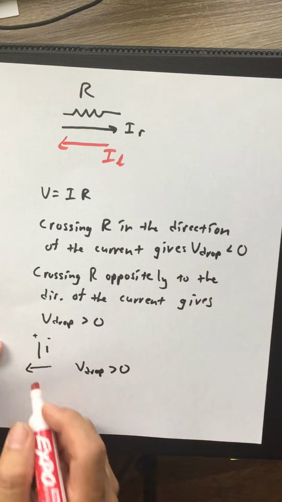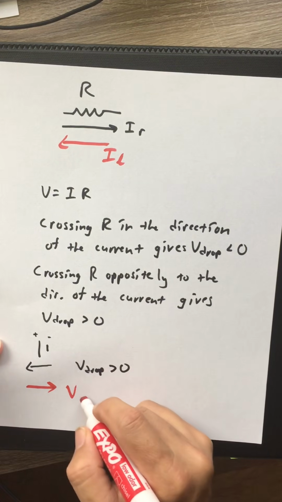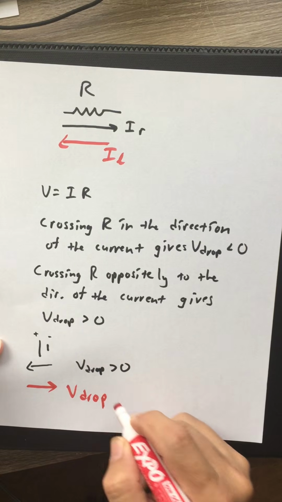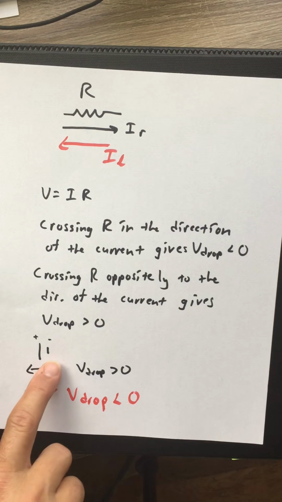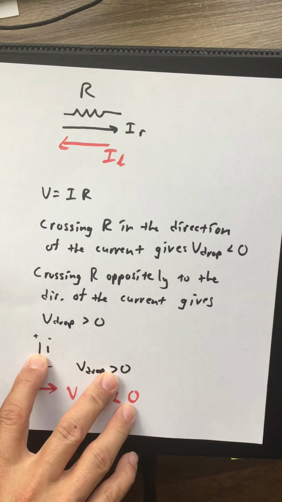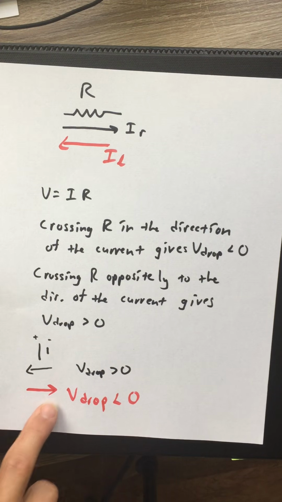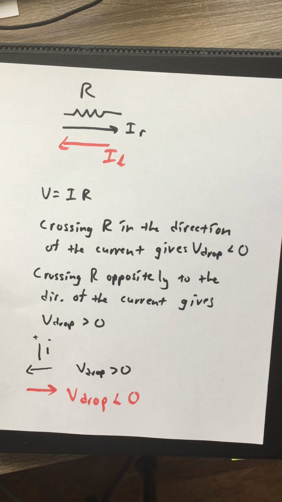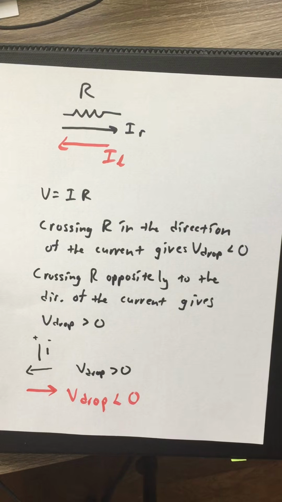Now, if I cross the EMF from positive to negative, I get a V drop negative. And in effect, I'm jumping off a cliff. So I'm increasing in potential as I move from negative to positive. I am decreasing in potential as I move from positive to negative. So it all depends on how I choose to analyze this circuit. So those are my sign conventions. Hang on to that, pause, write down whatever you need to see on this video. Make sure you can see everything.